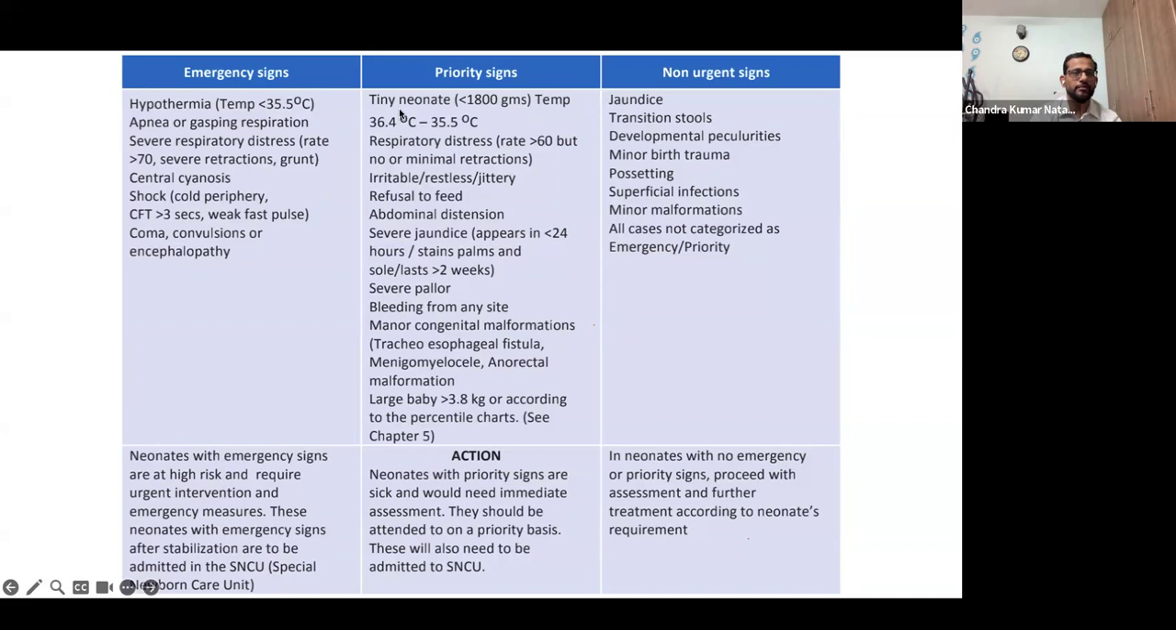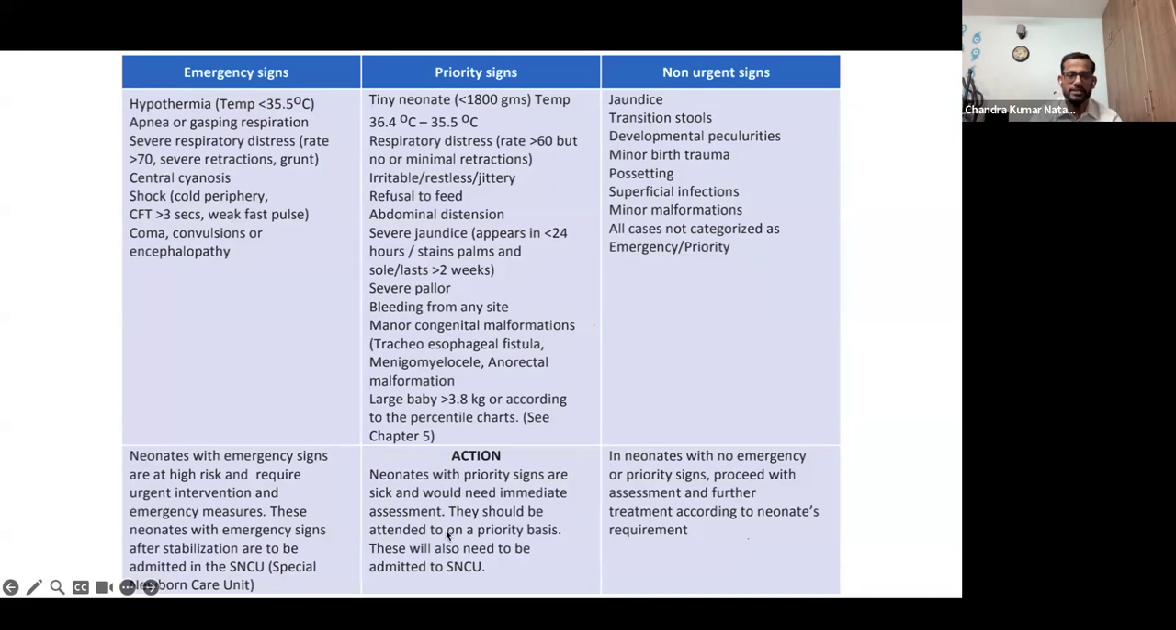So here the priority cases are those less than 1.8 kg, temperature between 36.4 and 35.5, respiratory distress not amounting to emergency, refusal to feed, abdominal distension, severe jaundice, severe pallor, bleeding from any site but there is no shock. Okay, bleeding with shock will come as emergency. Congenital malformations like TEF, meningomyelocele, ARM, and large baby.